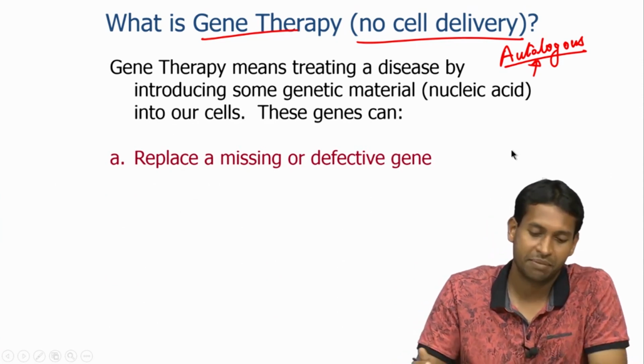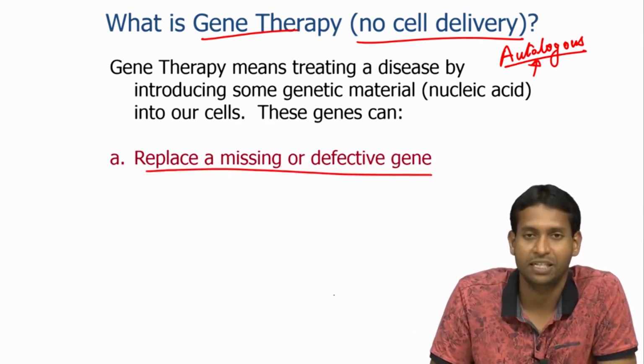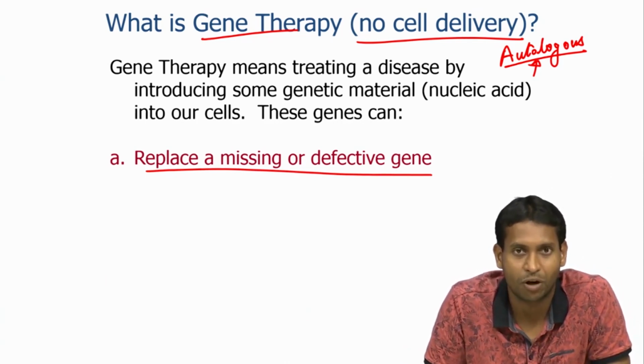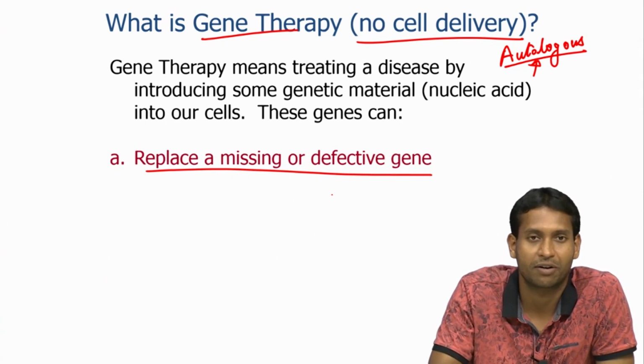So again, these genes can be used to replace a missing or a defective gene. If a gene is completely missing, we can try to add 1 or 2 copies of those genes, or if it is defective, we can try to do the same thing.